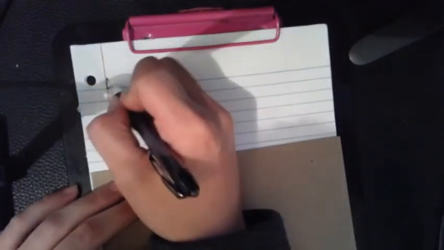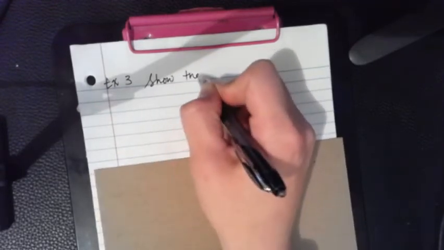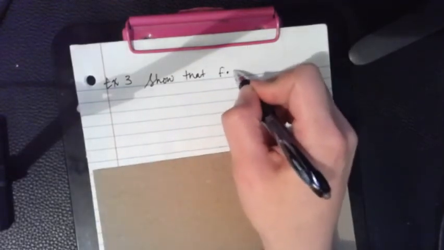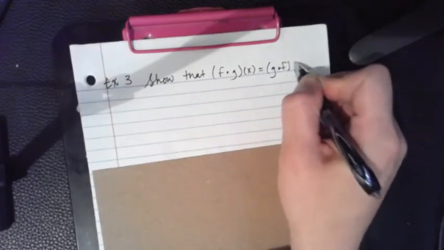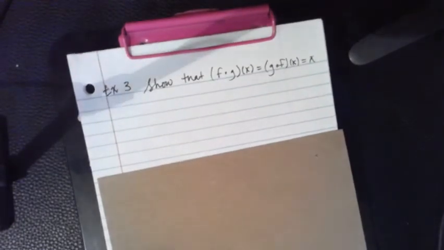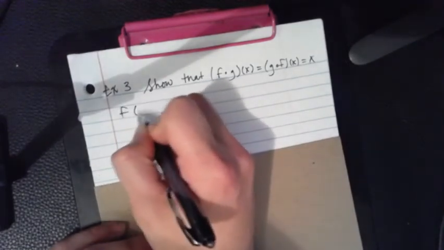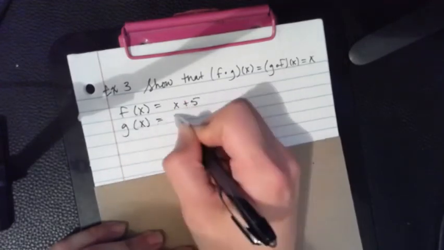There's another type of problem you may see in this section. And they're going to ask that we show that f composed of g of x equals g composed of f of x, and it's all going to equal just x. Okay, so it's not always going to happen. This is a special relationship. We'll talk more about it in the next video, in the next section of your textbook. But let's say that we have f of x is equal to x plus 5, and g of x equals x minus 5.